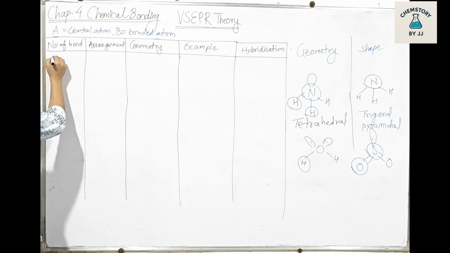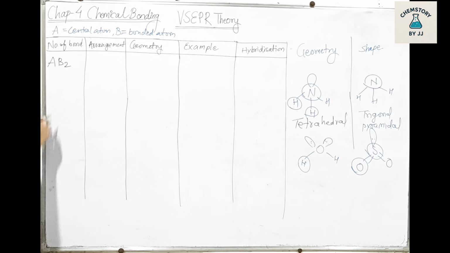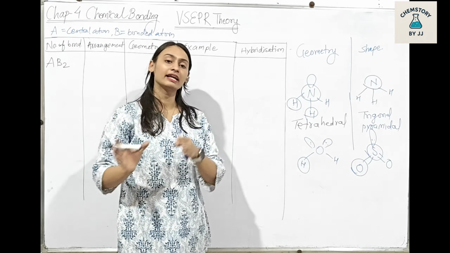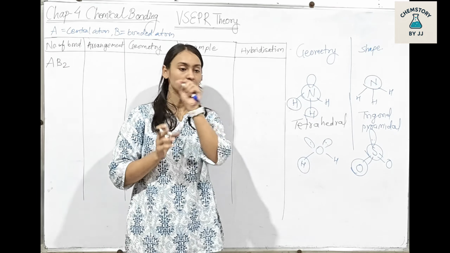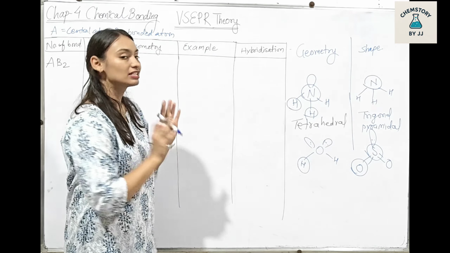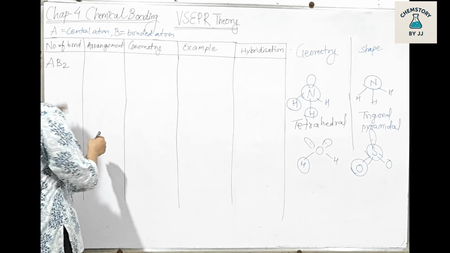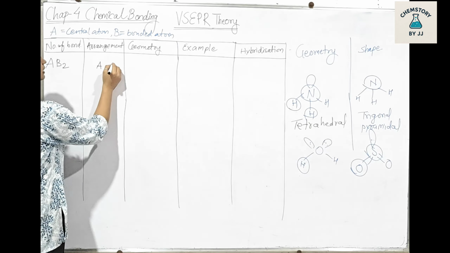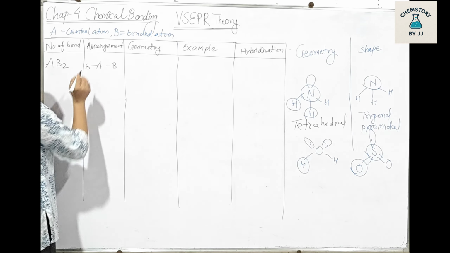Now let's start with the topic, which is AB2. We know this very well. If A has formed a bond with B, then what will it be? Linear bond. So we don't consider A and B together. What we do: we did AB2, right? How will they be arranged? A with B and B, right?